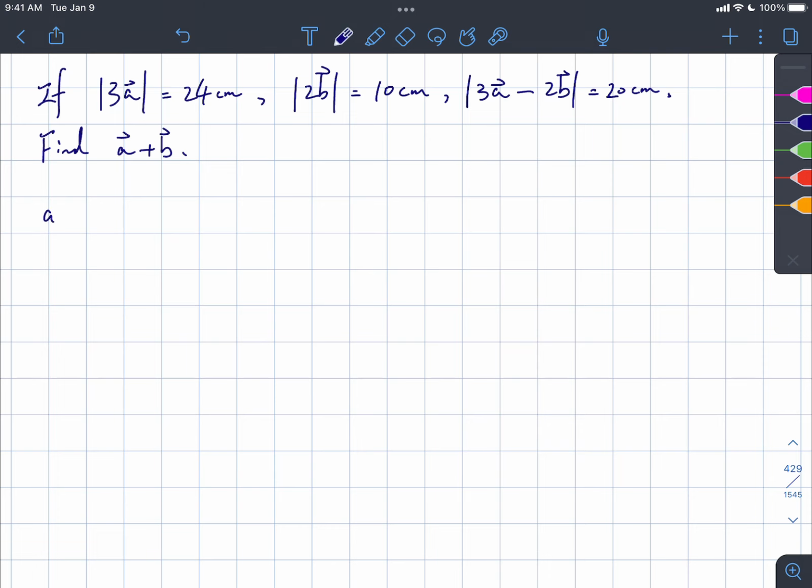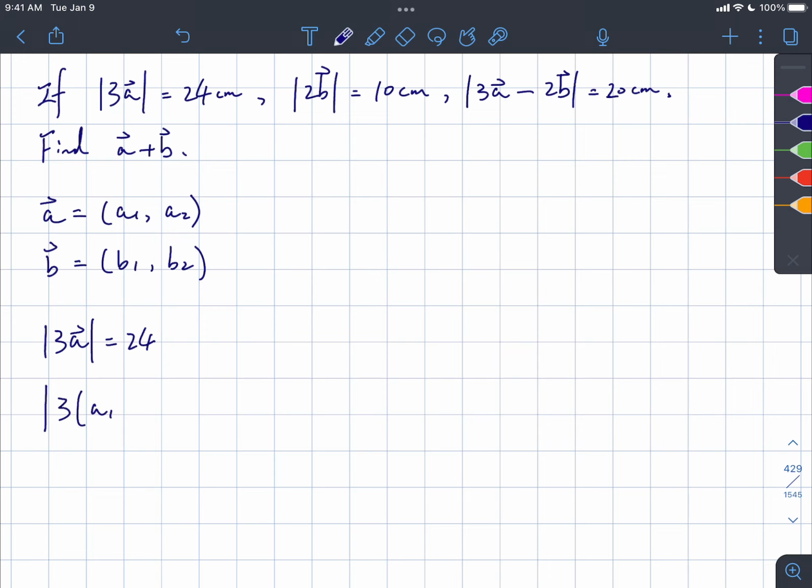Okay, so let's do this. First of all, it will be good to start with setting up A and B so that we have the horizontal and vertical components, and then we can go about it. Let's use the simple information first. The magnitude of 3a is equal to 24. This is a good piece of information because I can use the magnitude formula to write it out.